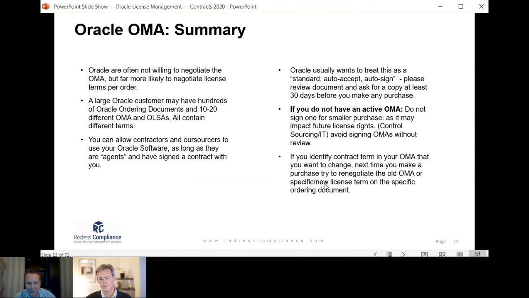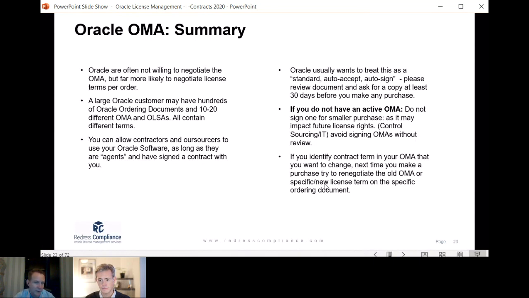And just want to be aware that sometimes we are speaking to customers and they say, oh, but there's a non-confidentiality clause here. We can't share your license agreement with us. Well, you can. I often just say simply read the OMA. It says you can allow contractors and outsourcers to use Oracle software as long as they're agents and have signed a contract with you. So whenever a company is saying, can we really share our Oracle contracts with you? I just say, well, it's actually in the contract. As soon as we have signed a contract with you, you can share your Oracle license agreement with us.